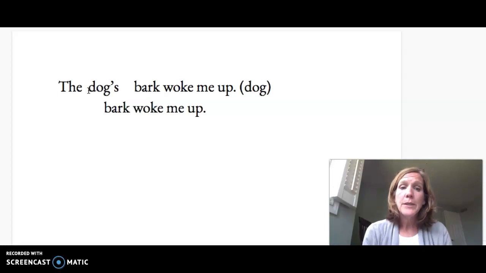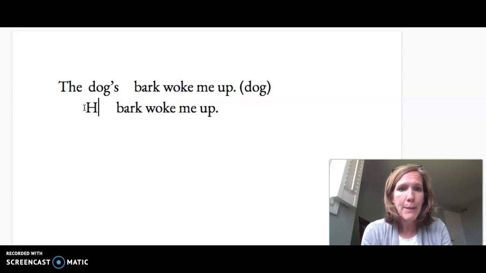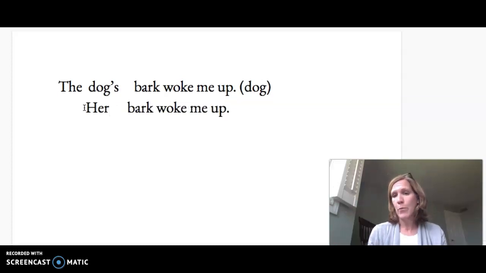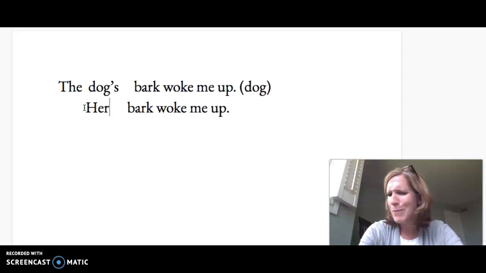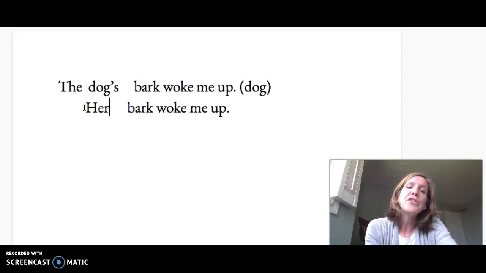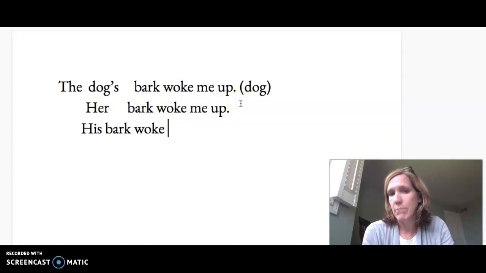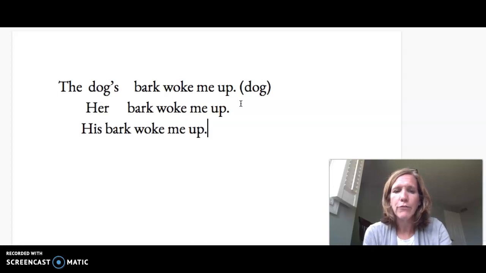If I wanted to use a possessive pronoun, what could I say? Instead of the dog's bark woke me up, I could say his bark woke me up. Or if it was my puppy, it would be her bark woke me up. It wouldn't be my bark or our bark, right? But we don't know the gender of the dog. So it could be her bark woke me up, or it could be his bark woke me up, depending on the gender of your dog, right?